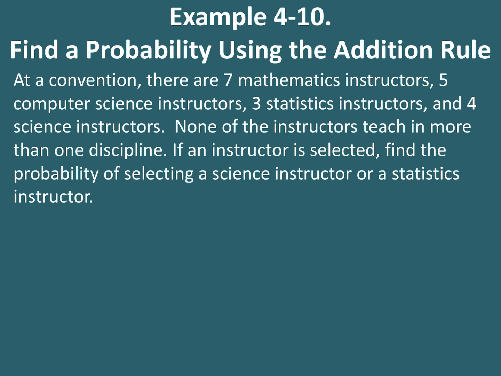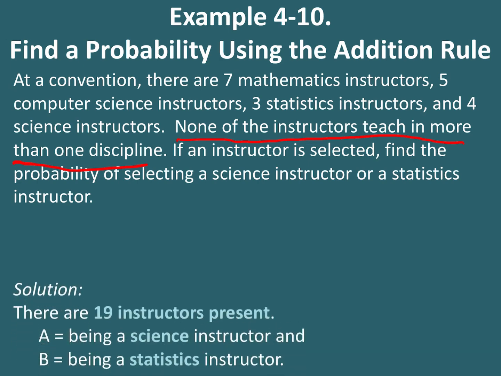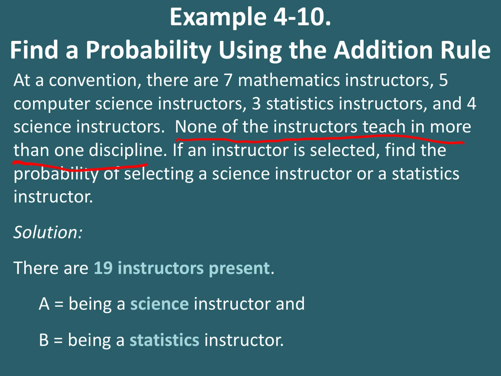Now, once again, it says that none of the teachers instruct in more than one discipline. That means there is no overlap. For example, a computer science instructor at this particular convention does not teach mathematics, or vice versa. Let's go ahead and note there are 19 instructors present. Event A is being a science instructor. Event B is being a statistics instructor.